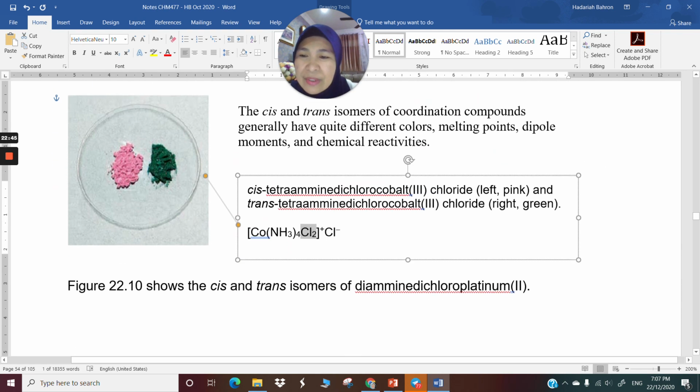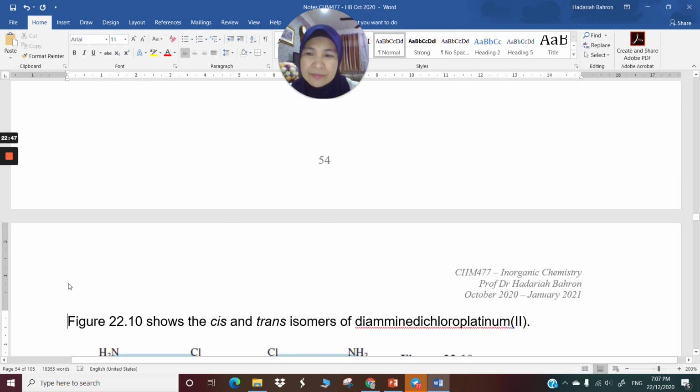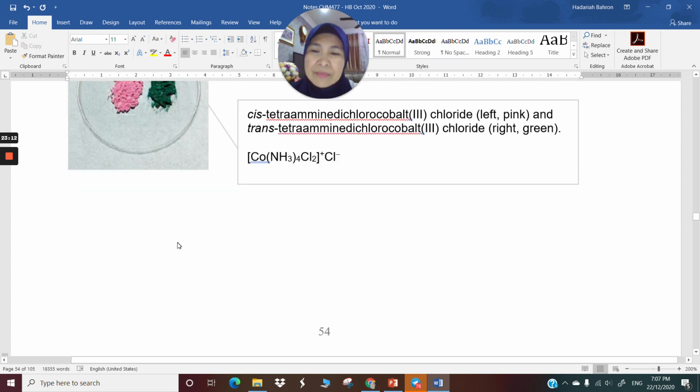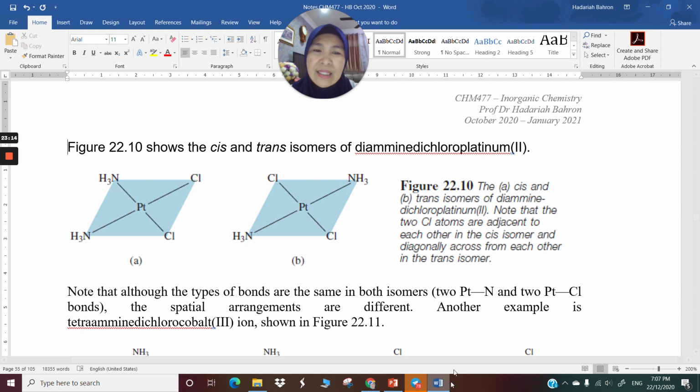So you can see very clearly that having different arrangements or different positions of your chloro ligands, either cis or trans, will give you a very, very different appearance of the compound. One is pink, cis, one is green, trans. This is another one.